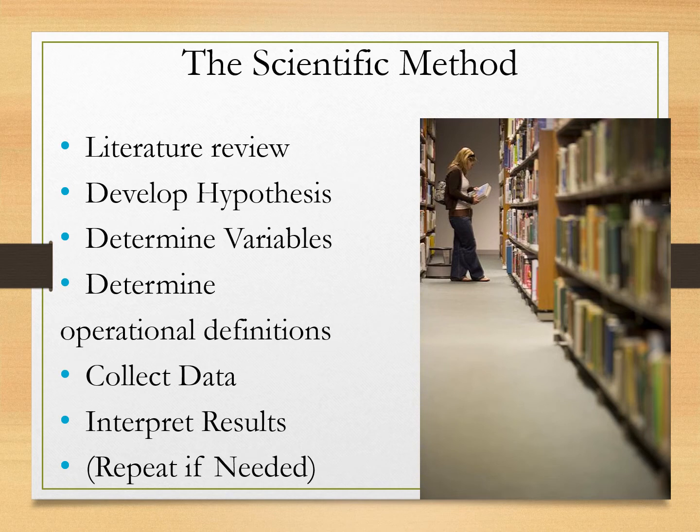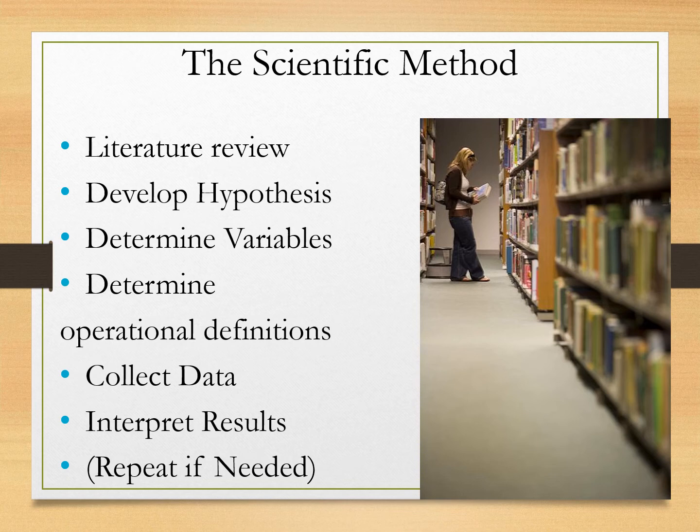Here is one way to present the steps of the scientific method. First, we do a literature review. So what we do is we check out all of the knowledge that is known about this thing at the time. Then we develop our hypothesis. We put together what it is that we predict will actually happen about the thing we want to study. Then we determine our variables. What in our statement is the independent variable? What is the dependent variable?